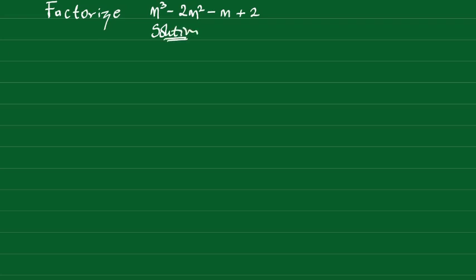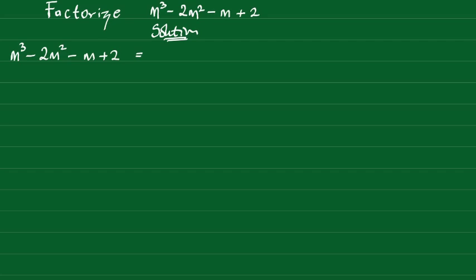Next we copy out our expression. We have m raised to power 3 minus 2m squared minus m plus 2. Our expression has been arranged in a way that will enable us to factorize much more easily. Hence, we just dive into factorizing this expression without collecting like terms.